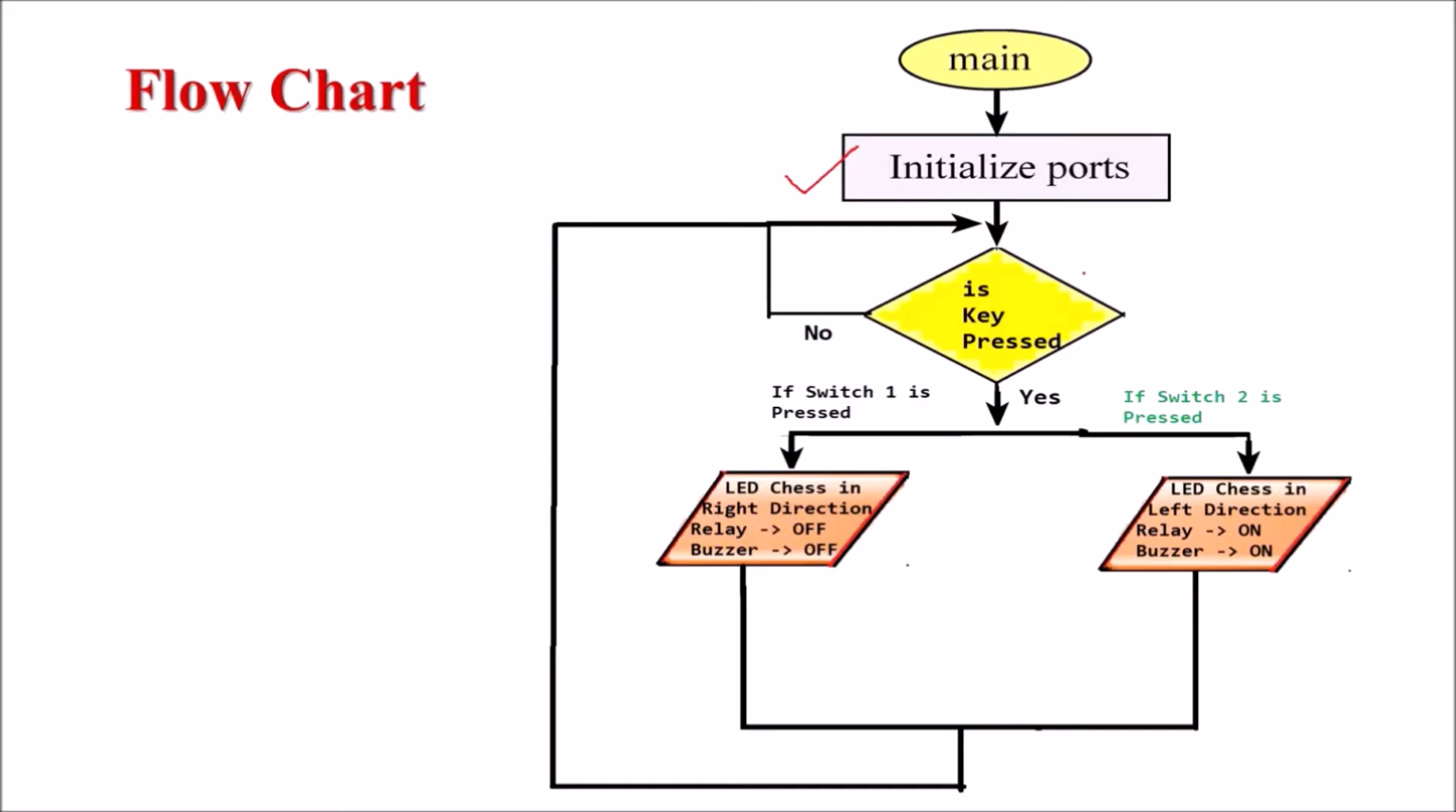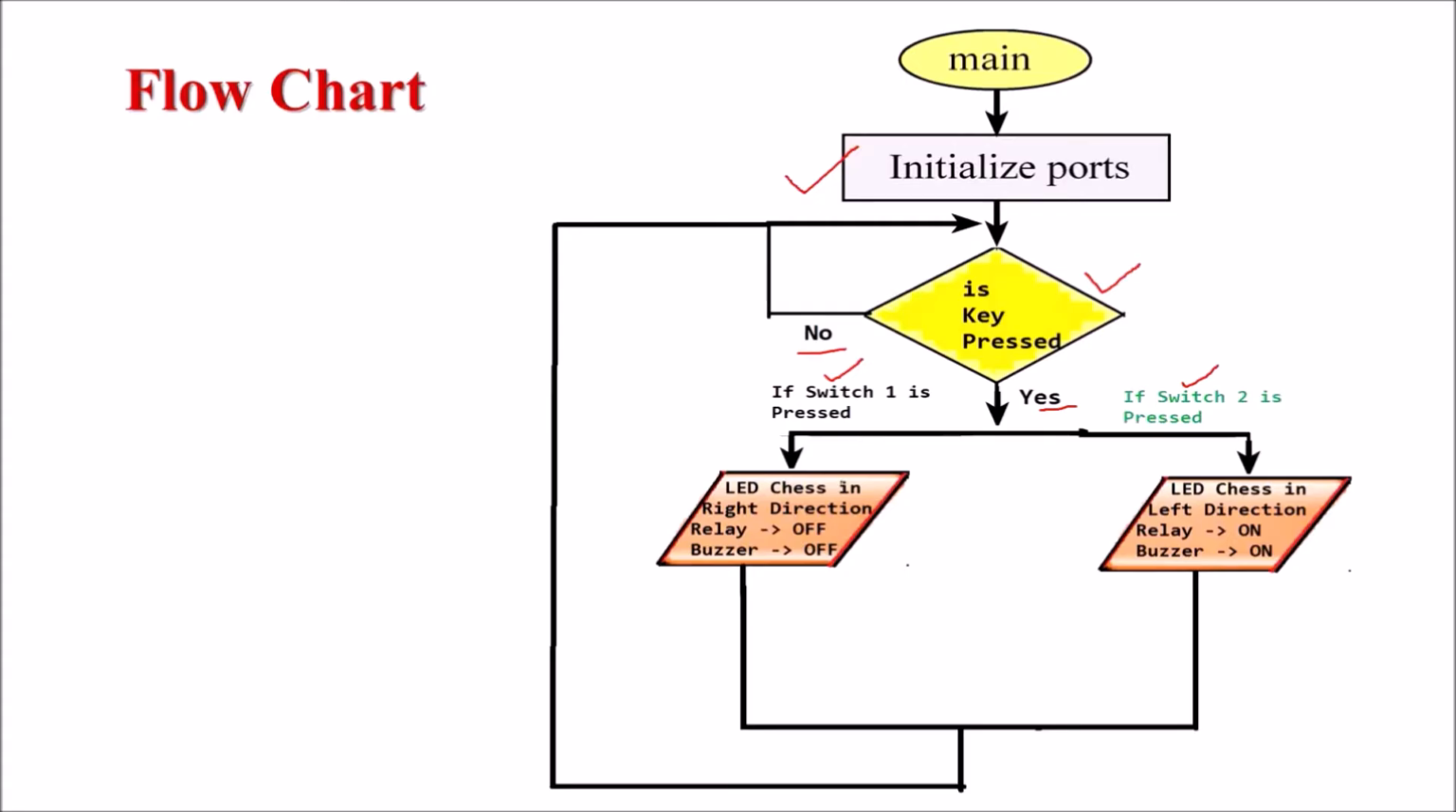And then we'll check whether a key is pressed by the user or not, whether switch 1 or switch 2 is pressed. If a key is pressed by the user, we'll proceed, but if not, then we'll continuously check whether a key is pressed or not. If a key is pressed, then we have to check whether switch 2 or switch 1 is pressed.